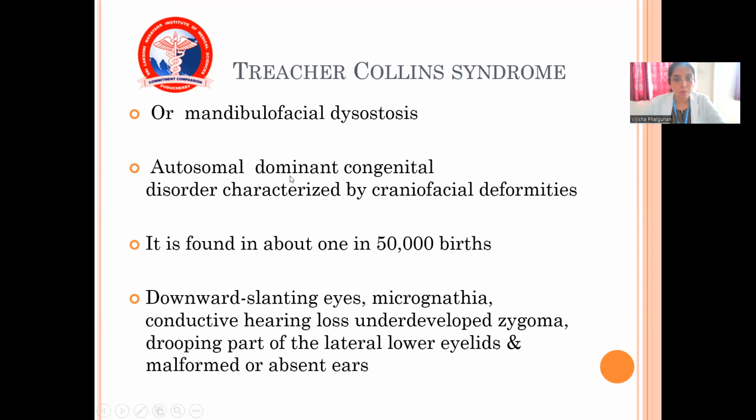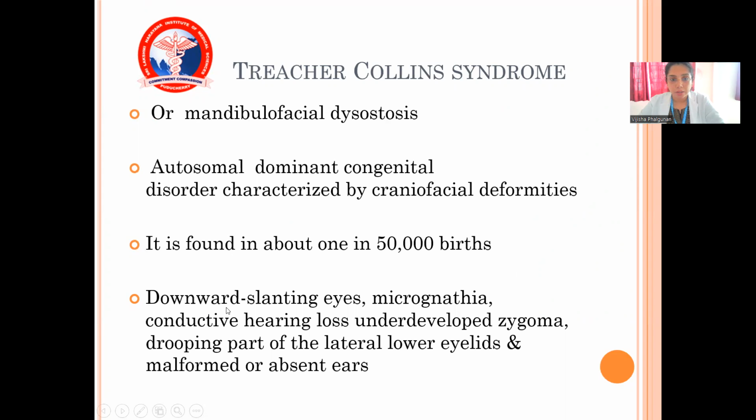It is an autosomal dominant congenital disorder characterized by craniofacial deformities. It is found in about 1 in 50,000 births. So luckily, we might or may not see this anomaly at all. So it is found in 1 in 50,000 births.